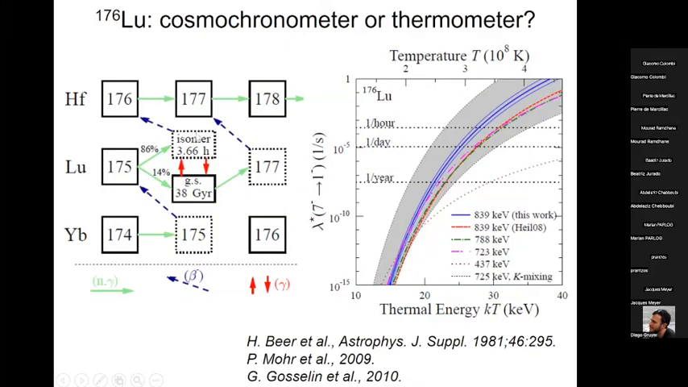And meanwhile, this has changed. So the isomer is now below, which means the ground state is the short-lived one, and the isomer is on top. And obviously, I let you read this up.